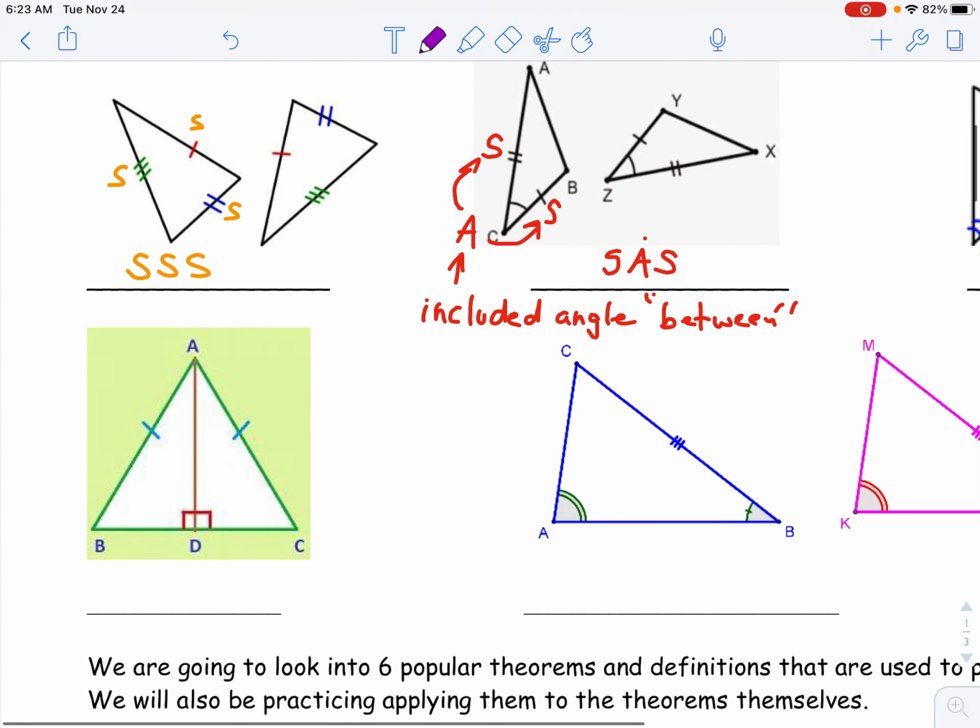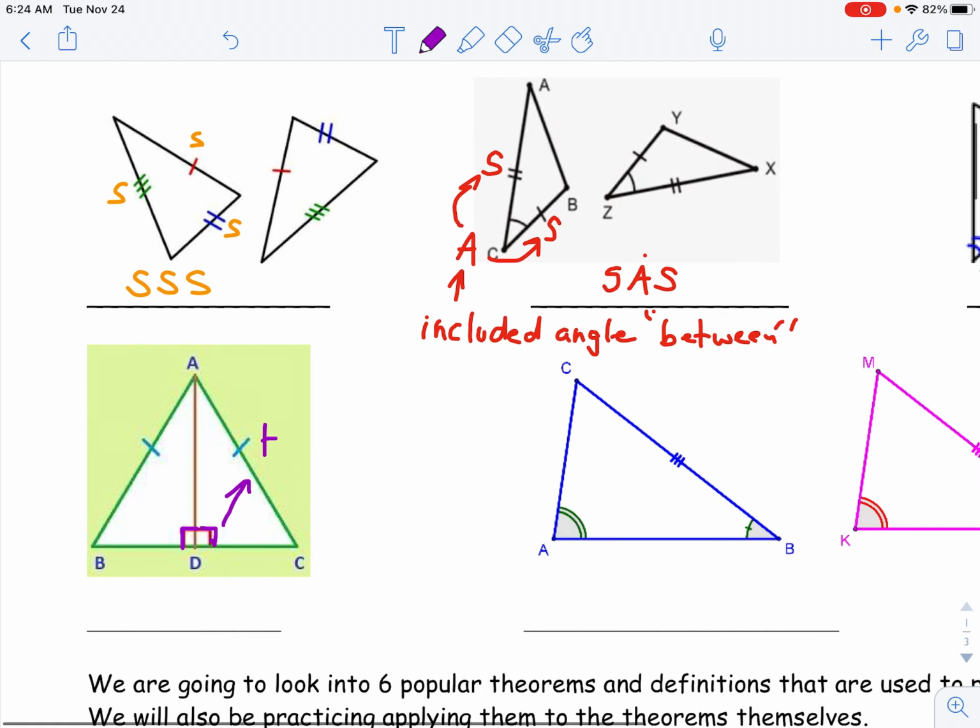This one right here, we have a right angle. This right angle is important. Now with respect to these right angles, this is the hypotenuse. It's opposite the right angle. And then we know the shared side is congruent by reflexive, so we have a leg. So H, L.